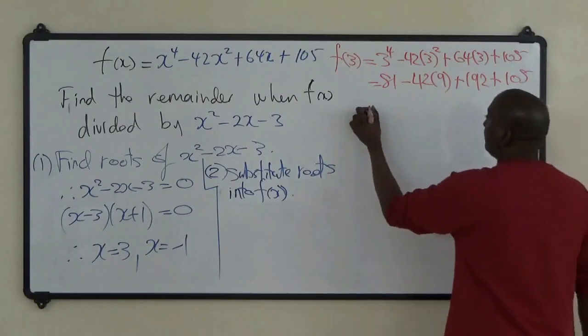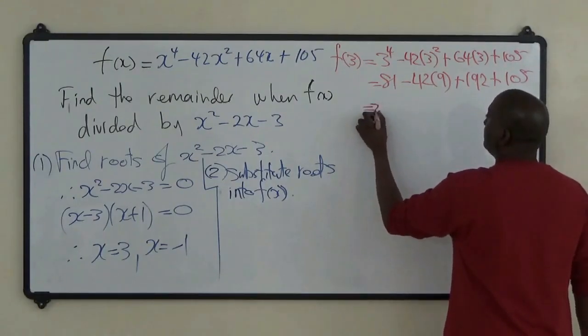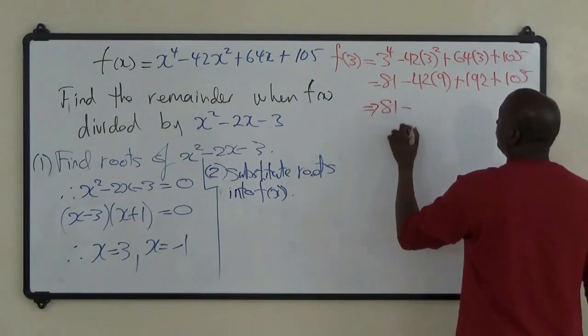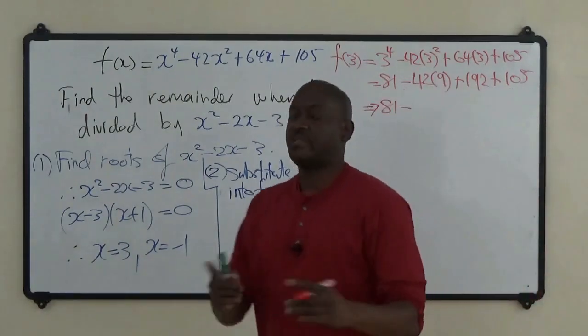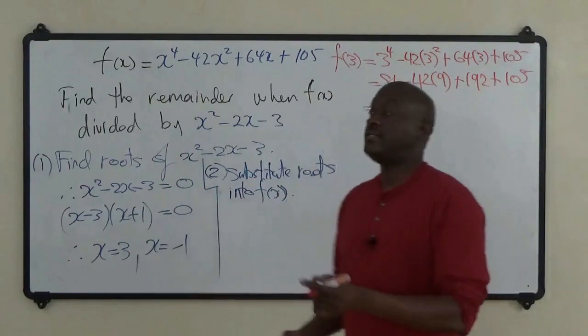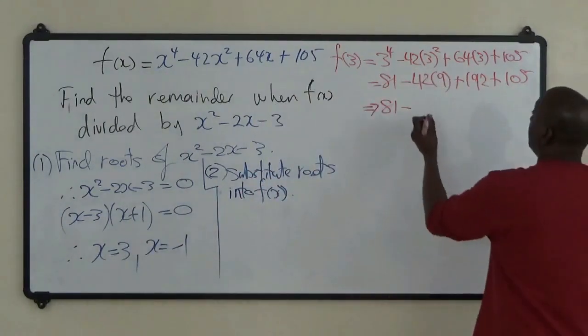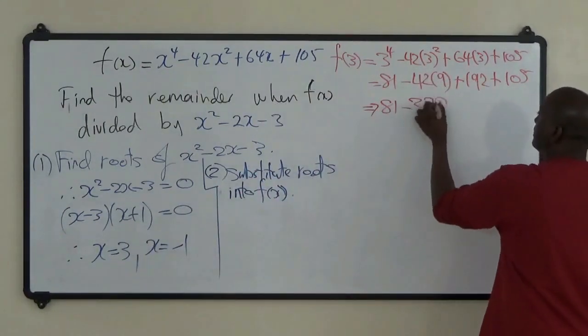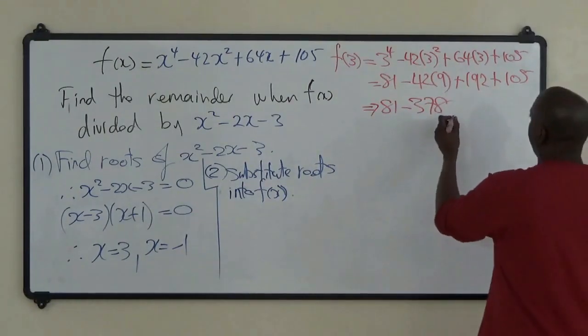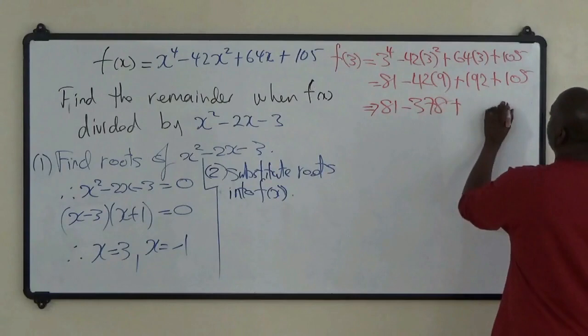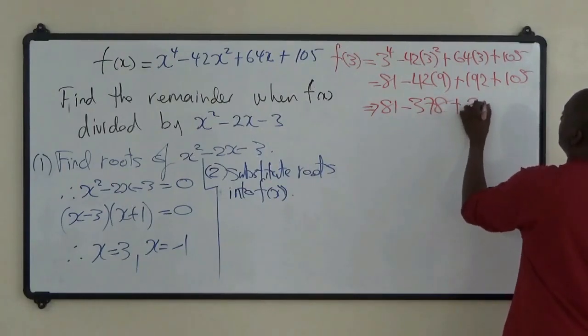Just making sure. 81, minus 42 times 9, which is 378. 9 2s are 18, 9 4s are 36, and 137. Right. Plus 192 plus 105 is 297.